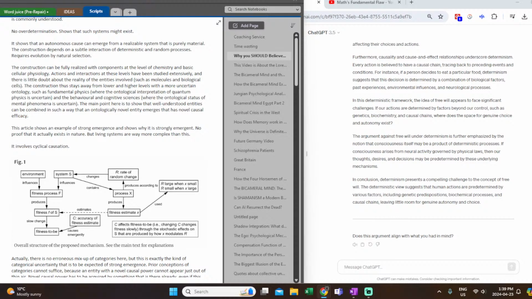So when the fitness is low, R is going to be large, okay? So its rate of random change is going to be high. When X is large, this means that the estimate of fitness is highly accurate, okay? So this highly accurate estimation of fitness means that the organism isn't going to change its behavior because it's in a good environment. So there's no need to change, right?